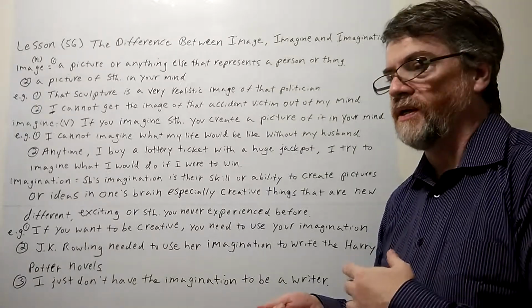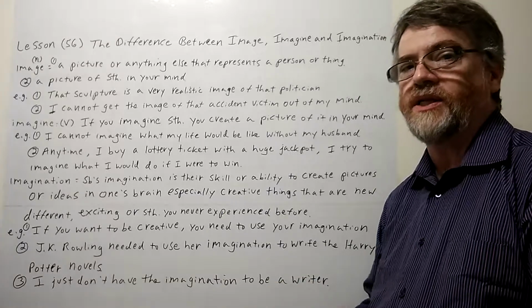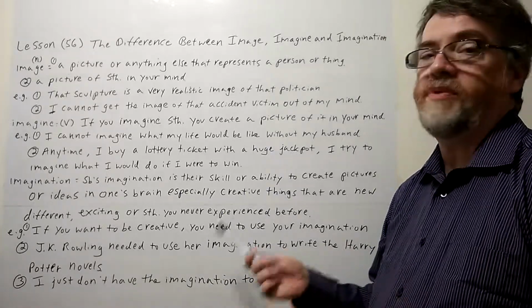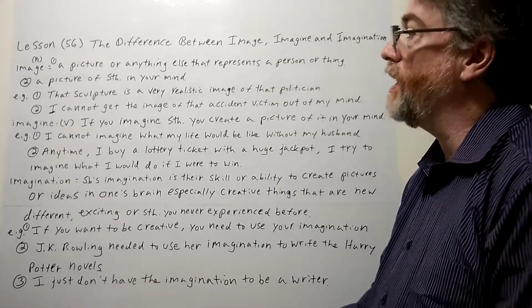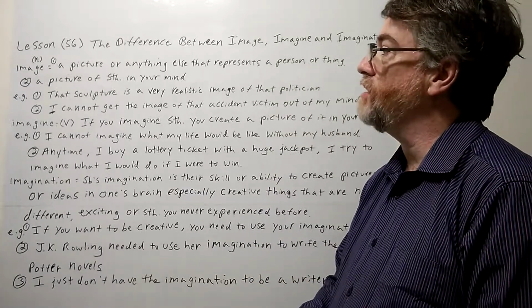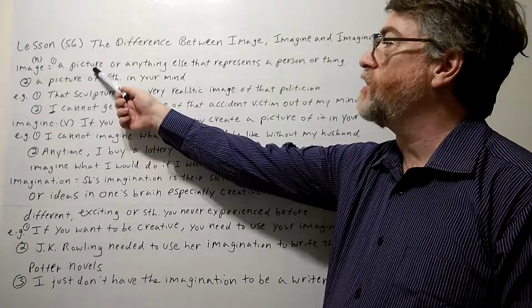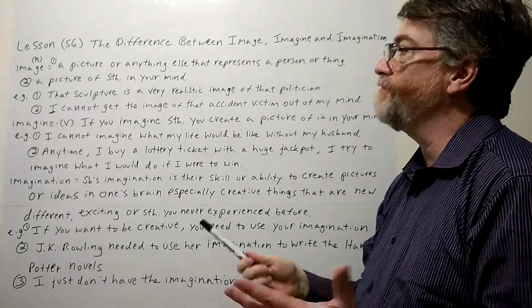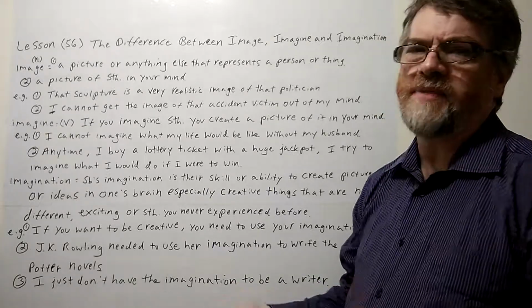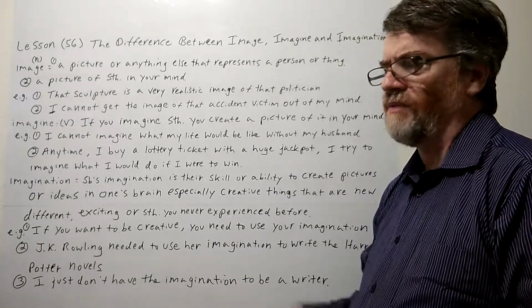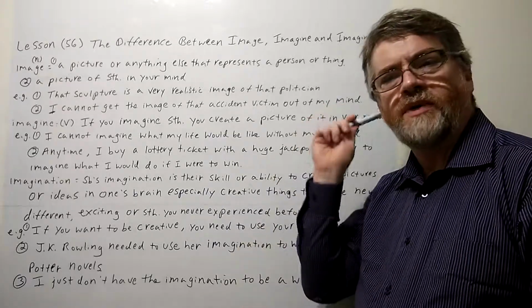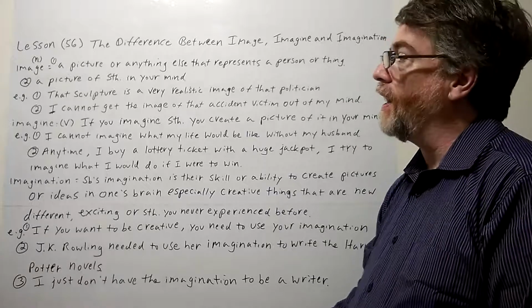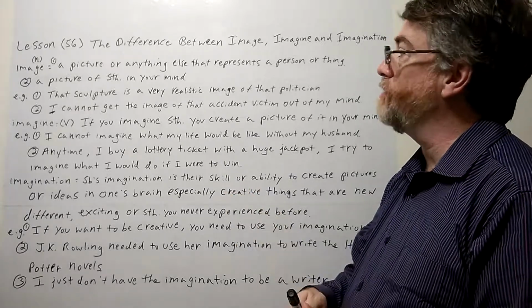A lot of times when students misuse it, they're actually using it like a verb, and image is not a verb this way. So here, let's look at the first meaning: a picture or anything else that represents a person or thing. There are a lot of meanings of image too, like somebody's opinion of somebody. I didn't even get into that one. But let's take a look at the examples I used.